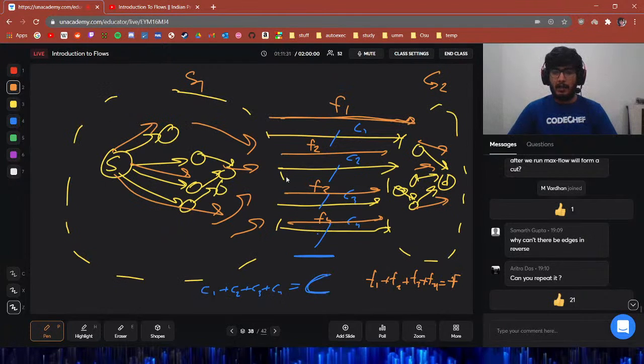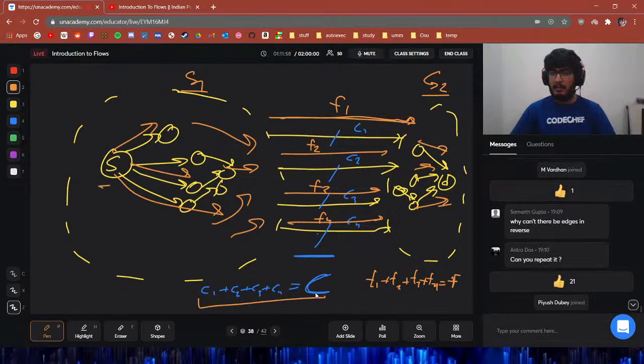So I have the set of edges that I was going to cut. I have kept that in the middle of two sets, and I'm including all of the nodes and edges in one set called S1, and I'm keeping all the nodes and the edges connected to the destination in another set, which is called S2. This is the set corresponding to the source. This is the set corresponding to the destination. The capacities are C1, C2, C3, C4. So the cut is going to be the summation of these capacities.